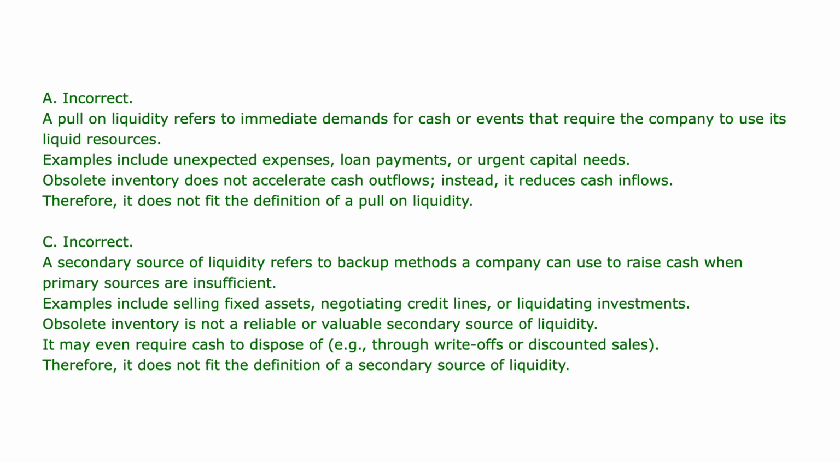Secondary sources of liquidity are strategic, non-routine measures used in crises, such as selling off subsidiaries or issuing equity. Obsolete inventory represents a failure of a primary operating asset and provides no reliable backup value, often requiring further cash to dispose of, write off.